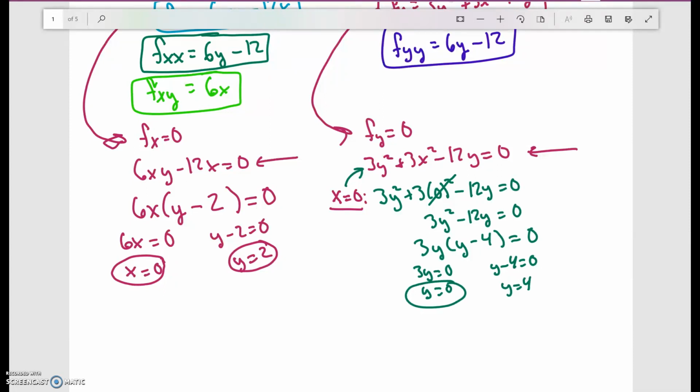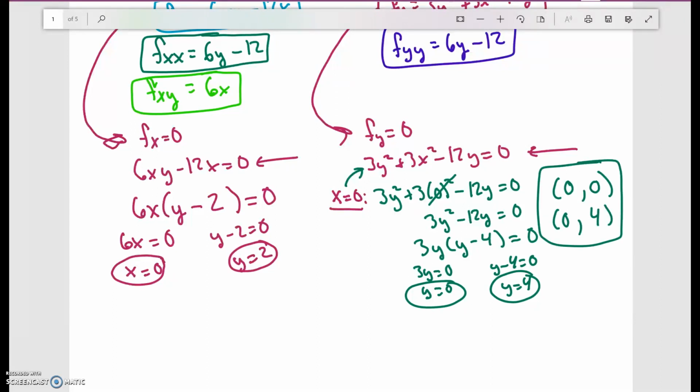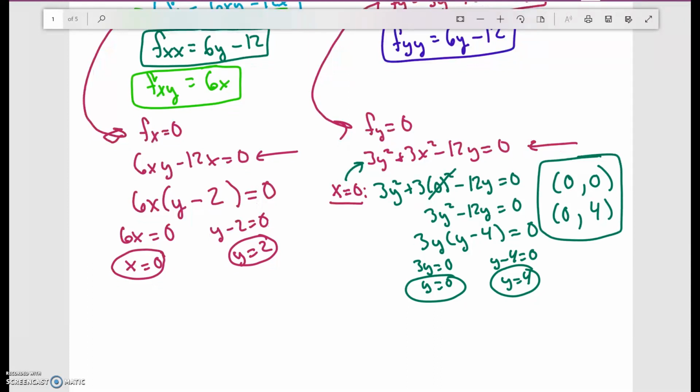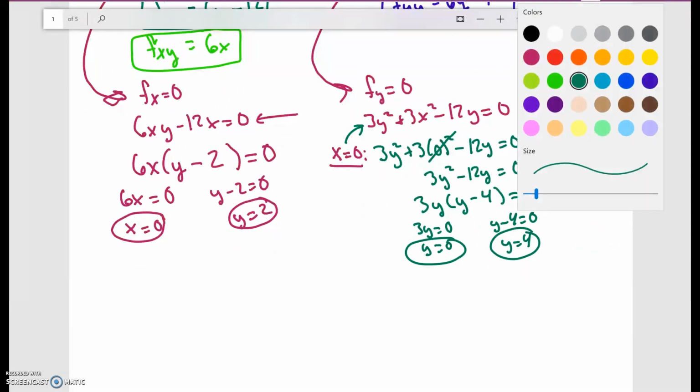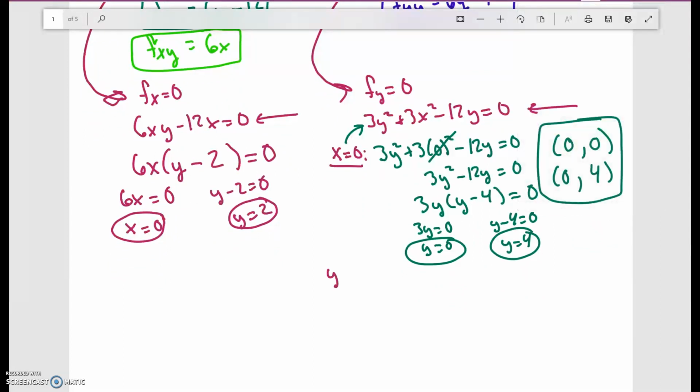So y equals 0 and y equals 4. So right here I have 2 points. When x is equal to 0, I have y equal to 0, and also when x is equal to 0, y is equal to 4. So here are my first 2 points. Okay, so now let's look at when y is equal to 2. So when y is equal to 2, I'm going to plug that back in there.